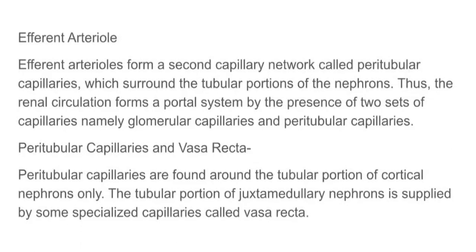Thus, the renal circulation forms a portal system by the presence of two sets of capillaries, namely glomerular capillaries and peritubular capillaries. Peritubular capillaries and vasa recta. Peritubular capillaries are found around the tubular portion of cortical nephrons only. The tubular portion of juxtamedullary nephrons is supplied by some specialized capillaries called vasa recta.